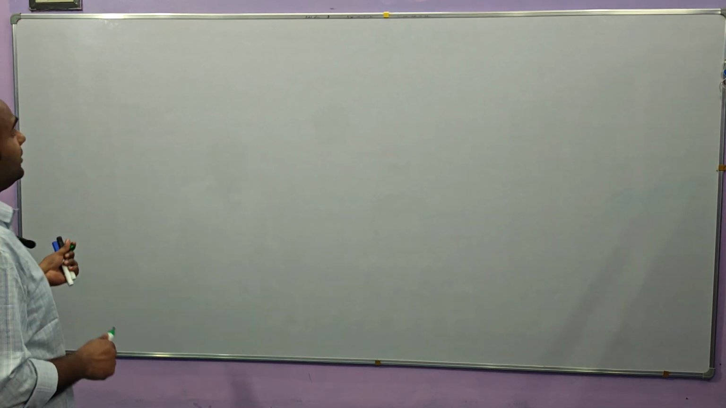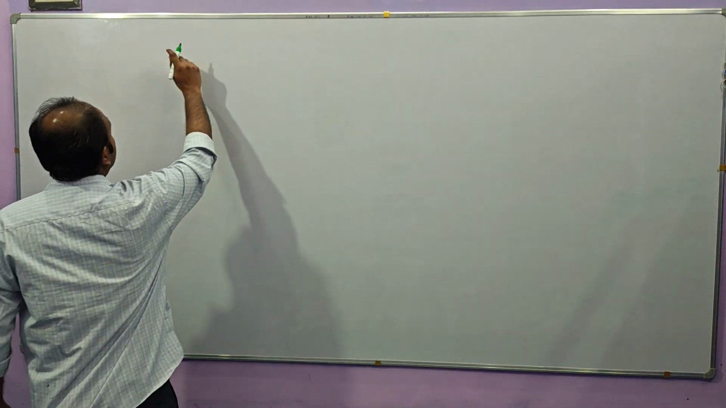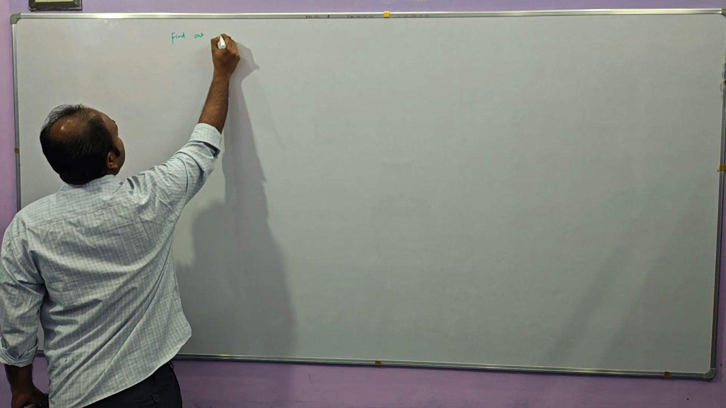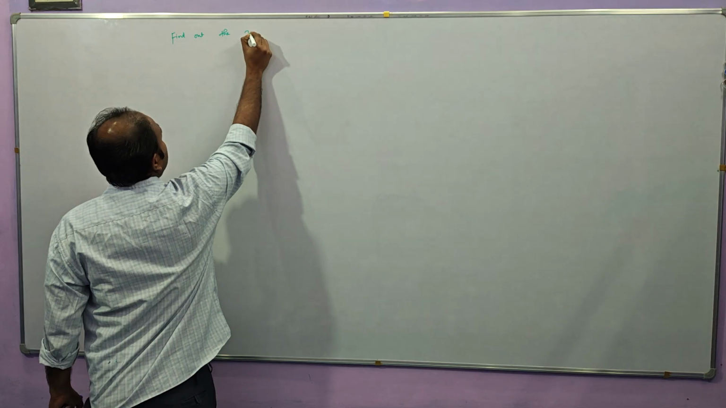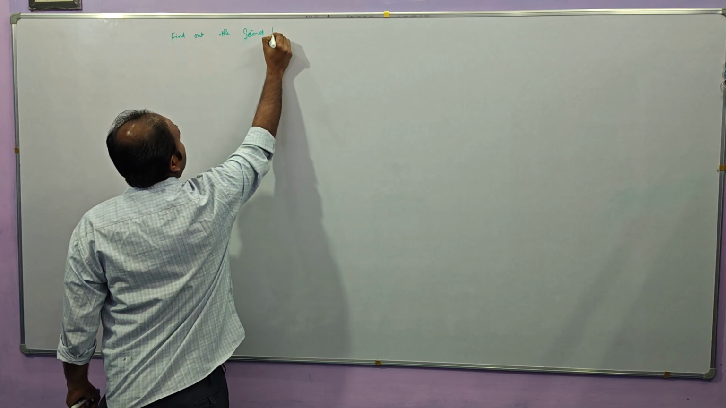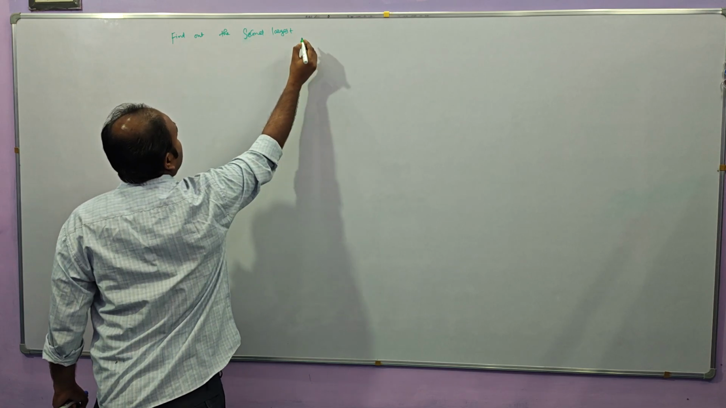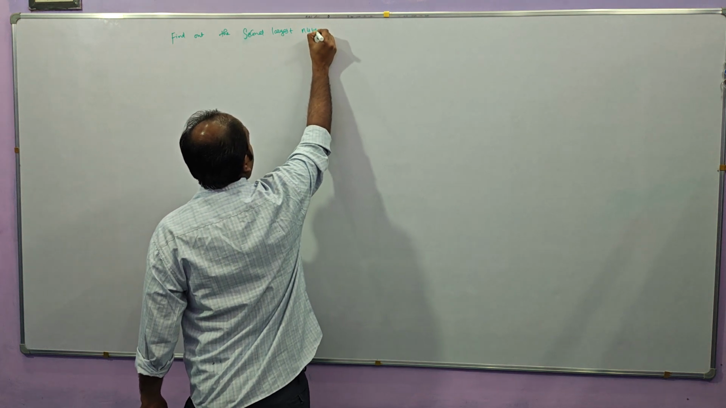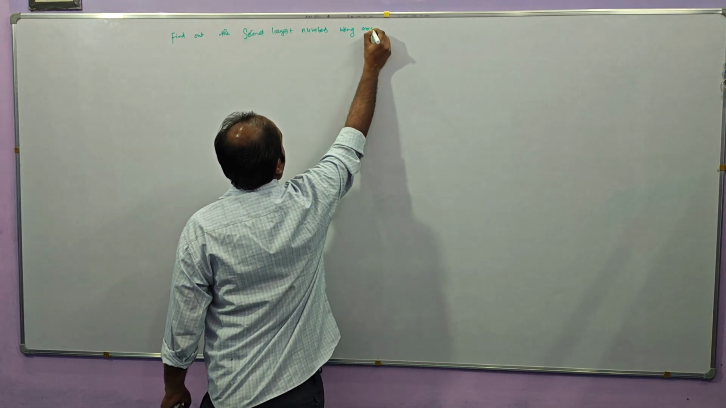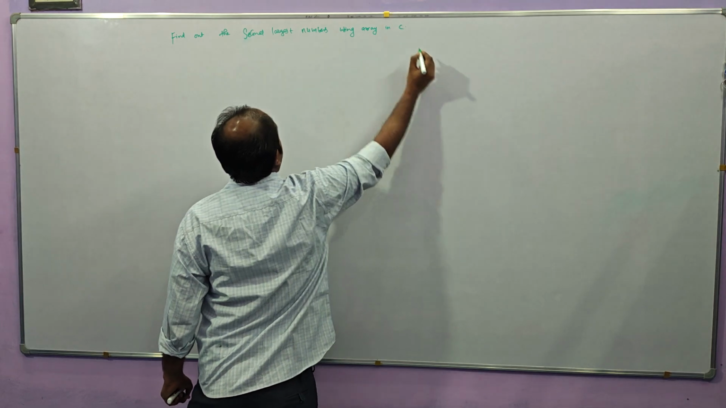Today we have to find out the second largest number using arrays in C.